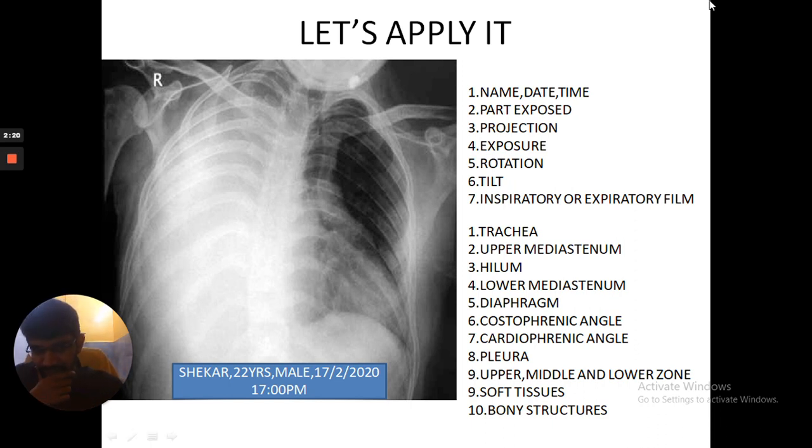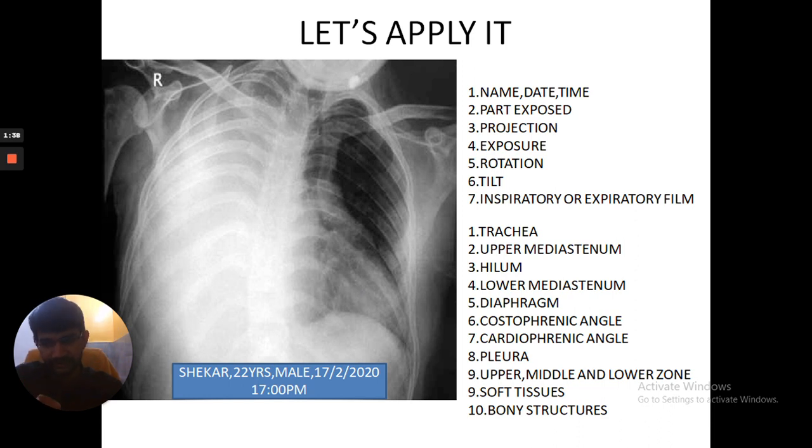Name, date and time. Patient name Shekhar, 22 years old, male, taken on 17 February 2020 at 5 p.m. That is correct. Part exposed: thorax and upper abdomen. Projection, PA view, because the clavicles are within the lung fields and the scapulae are outside the lung fields and the ribs are oblique. Rotation: it is grossly rotated. You can see the vertebral bodies are not in the center; they are more towards the left side. Then tilt: it's tilted to the left side. Then you have to see whether it's an inspiratory or expiratory film. It looks like an inspiratory film, with more than 6 ribs visible. These are the points.